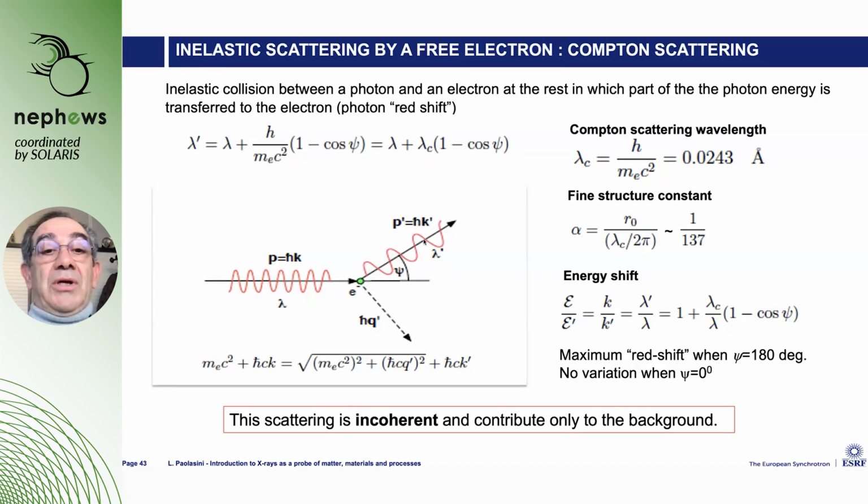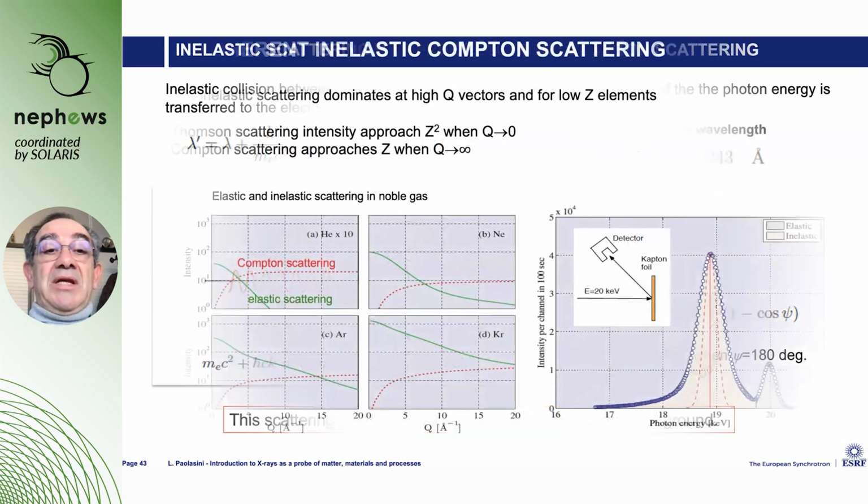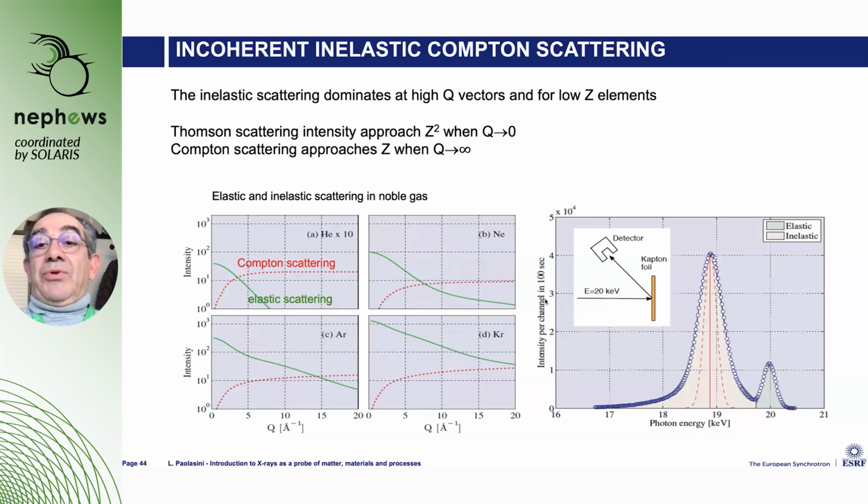And so it doesn't produce any interference effect between the electrons, like in the case of the Thomson scattering, but instead produces an important background, especially for light elements, and when we want to put the detector in the backscattering position, so with the psi angle very big, like in this picture, in which an incident photon beam of 20 kilo electron volt collides with a plastic foil which contains light elements, and the detector is in the backscattering position. We can see that the elastic scattering with respect to the Compton scattering is very weak, and the Compton scattering can produce a strong background, especially when we have a light element.